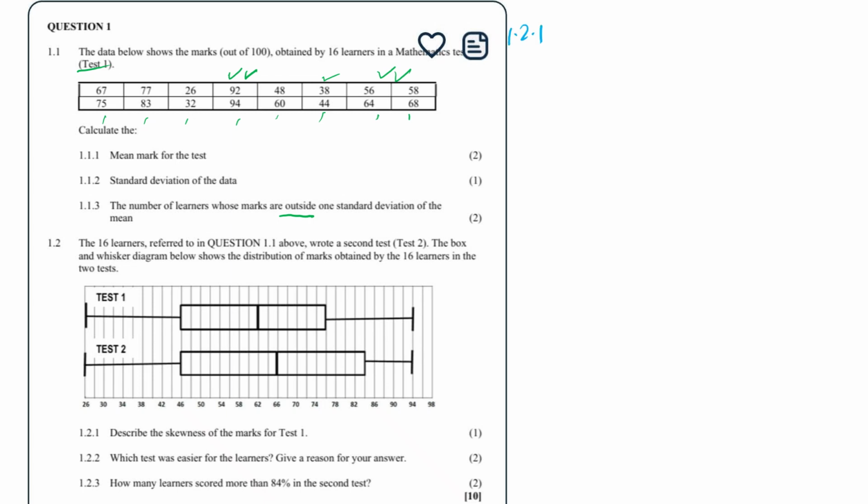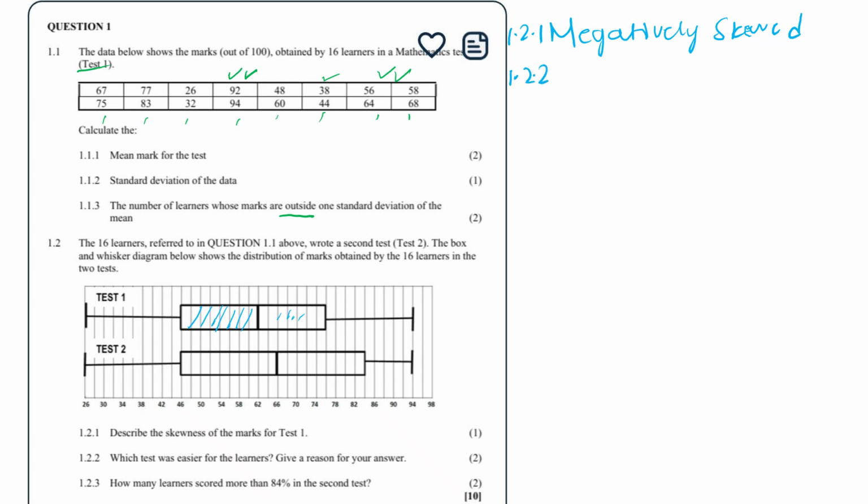1.2.1. Describe the skewness of the marks for test 1. Okay, so then now we can say test 1, they are negatively skewed or skewed to the left. Why? Because there's this gap is larger than what? Than this one. Therefore, now we can say it is negatively skewed. Very good.